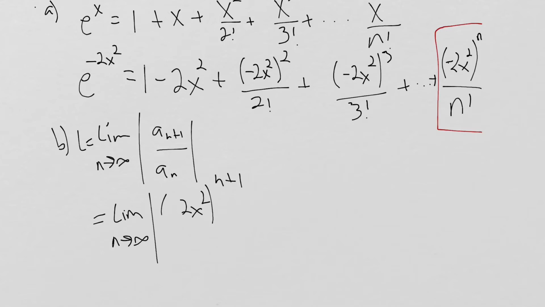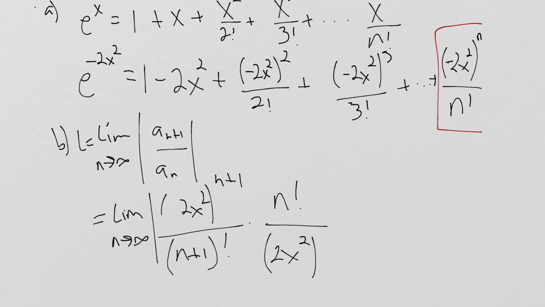Over n plus 1 factorial, times, I multiply by the reciprocal, with n's in there, so just multiply by the reciprocal of this thing. That gives me n factorial over 2x squared to the n.